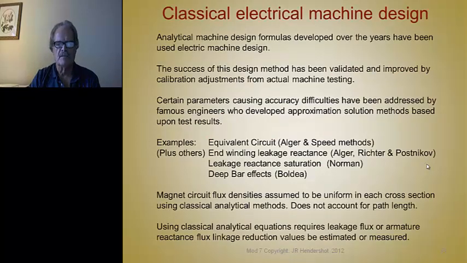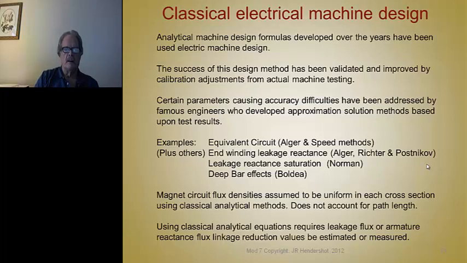For many years, for 100 years, classical machine design has been accomplished by using the formulas that have been developed over the years by many engineers and designers from many countries. The success and accuracy of these design methods has been validated time and time again and improved over the years by calibration adjustments based upon the test results of the machines that have been designed.